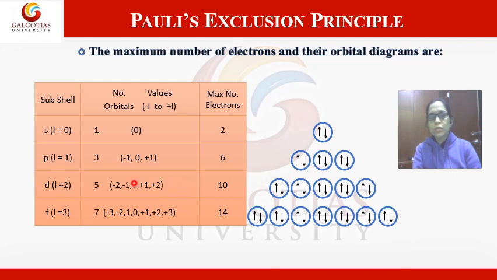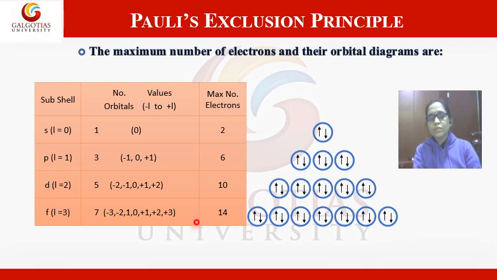Similarly for the d subshell, the number of orbitals is 5 and the value of l is 2. According to the value of l, the magnetic quantum number ranges from -l to +l. The maximum number of electrons is 10 here, because each orbital can accommodate 2 electrons, one spin up and another spin down. Here also you can see that in each orbital, 2 electrons have one up spin and another down spin.